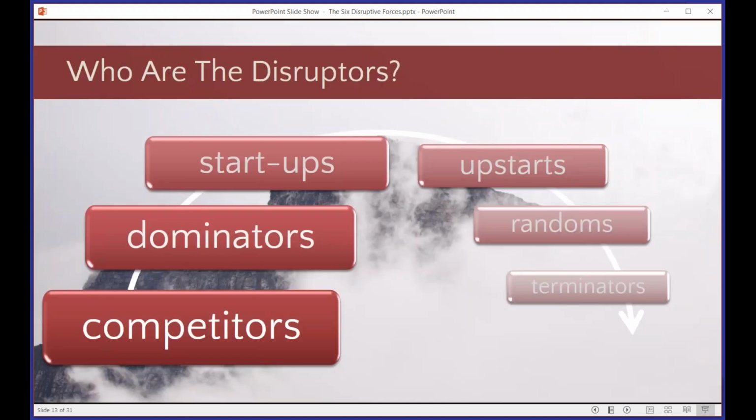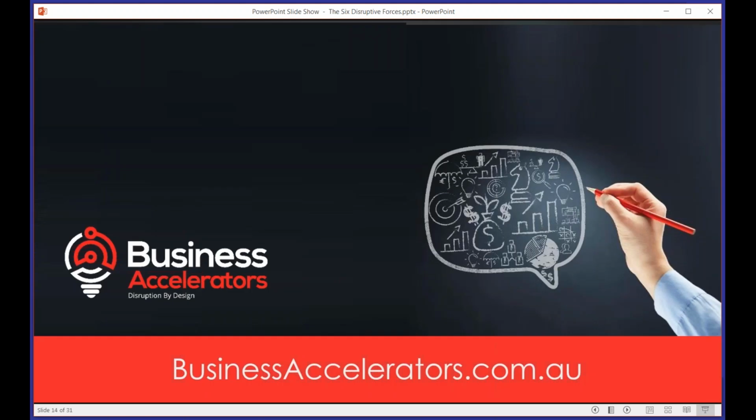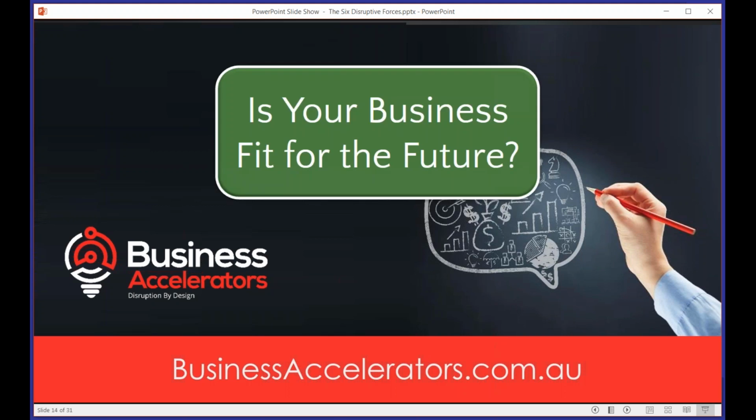Okay, so those are the 6 disruptive forces that could affect your business, your industry, and I wonder which ones are the most relevant for you. So in Business Accelerators, one of the things we do is we ask people, is your business fit for the future, and which of these 6 disruptors is going to have the biggest impact on you. And for each of those 6, there's a different strategy that you use to tackle them.